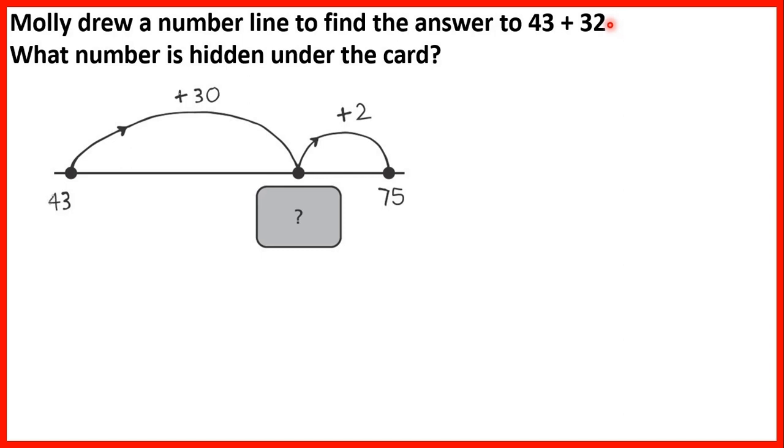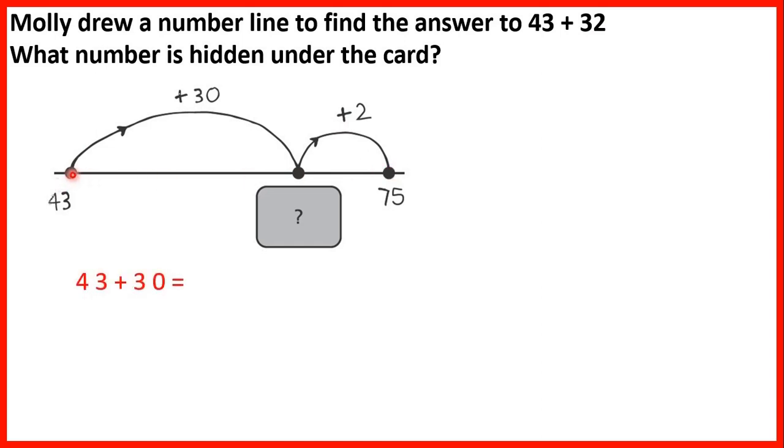Molly drew a number line to find the answer to 43 plus 32. What number is hidden under the card? Well, we can see from this number line that Molly has started from 43, and then to add 32, she's decided to add 30 and then add 2.